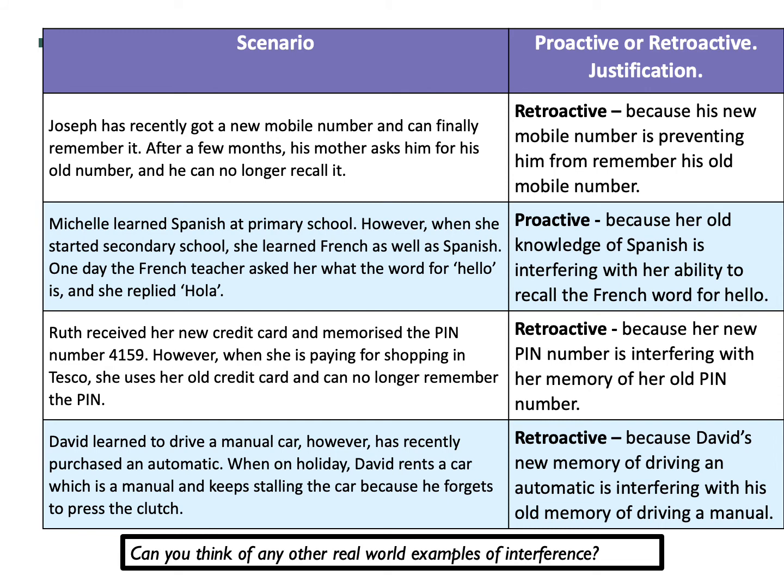Proactive interference could be, this happens to me all the time, when your parents call you by your older sibling's name. That could be an example of proactive interference, because if your sibling was born first, they learnt their name first and then they forget yours, because the old information for your sibling's name is interfering with the new information of your name. So try and think of a few examples.